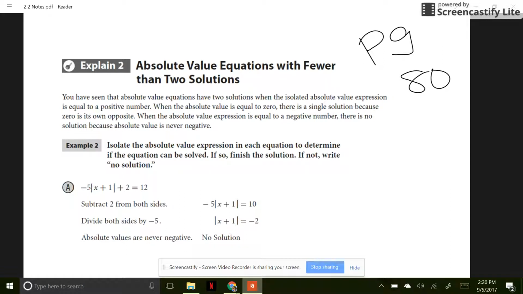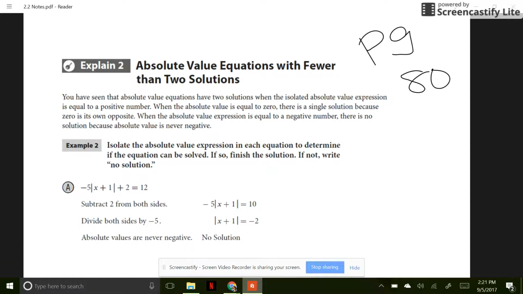All right, so today we're looking at what happens when we have absolute value equations with fewer than two solutions. So you've seen that absolute value equations have two solutions when the isolated absolute value expression is equal to a positive number. When the absolute value is equal to 0, there's a single solution because 0 is its own opposite. When the absolute value expression is equal to a negative number, there's no solution because absolute value is never negative.